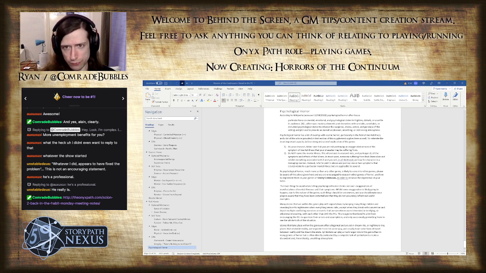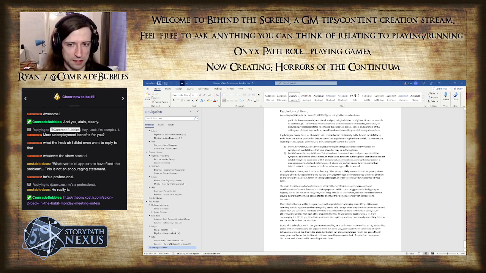So there is a precedent for Onyx Path using Indiegogo. They've got some experience using that platform. Important to note, Indiegogo, unlike Kickstarter, charges you when you pledge. Kickstarter charges you after the campaign ends.